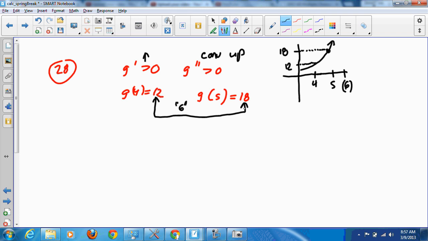Since this function is increasing and its second derivative is positive, the rate of this increase has to be greater than 6 as you move from 5 to 6. So we take 18 and add something greater than 6. At 6 it would equal 24 if the rate remained constant, but since the rate is increasing, our answer has to be greater than 24. It turns out not to be such a bad problem. It's just conceptually, do you see the picture?